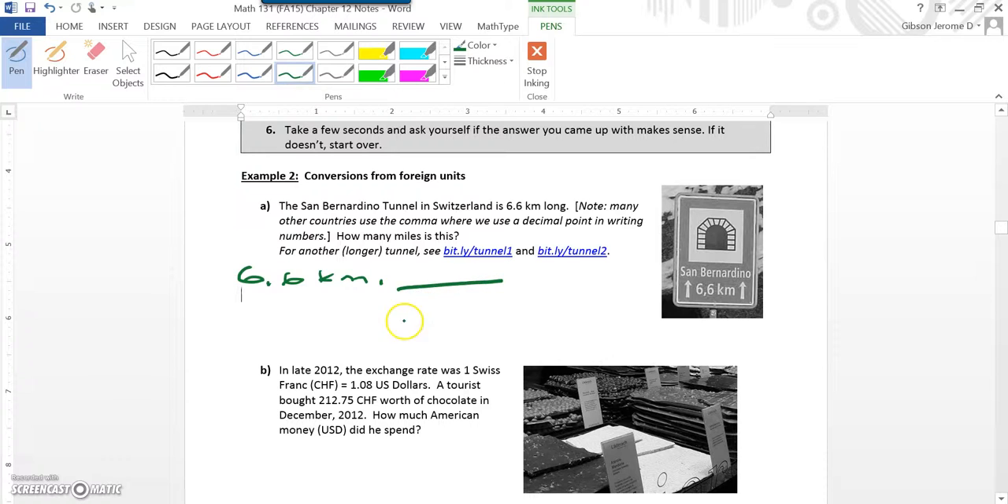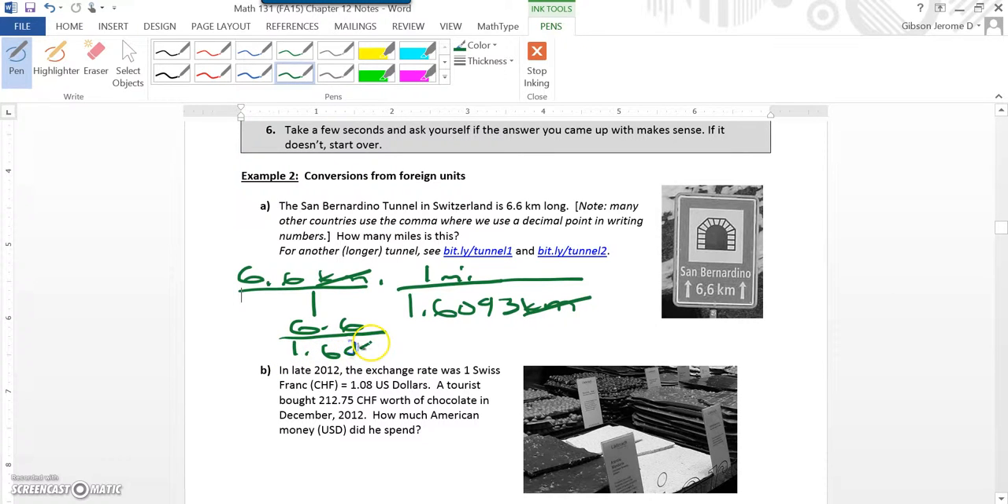In our denominator, we would have the kilometers because we want the kilometers to simplify out. It would be 1.6093, and miles will go up top. So now we can put this over 1, and the kilometers will simplify out, and this will give us 6.6 all over 1.6093, and the answer will be in miles.